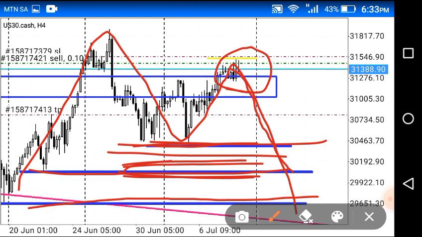So these are all possibilities, and we need to keep them all in the back of our minds, just to make sure that we have a 360-degree view of the market. Anyway, let's proceed.